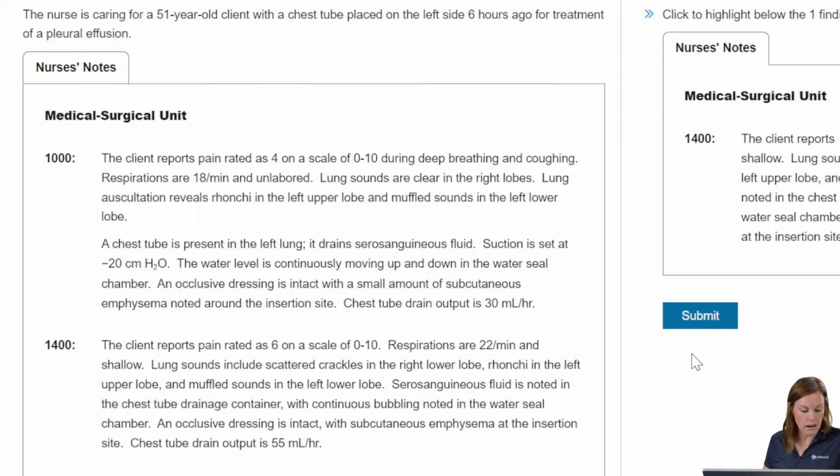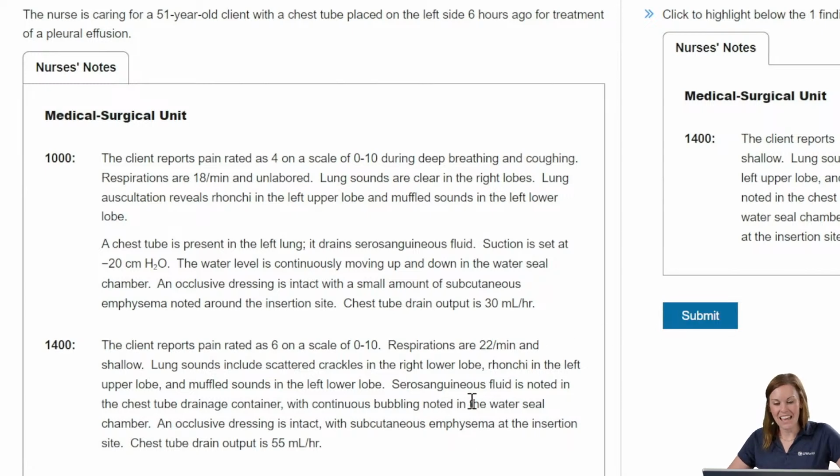Lung sounds include scattered crackles in the right lower lobe, bronchi in the left upper, and muffled sounds in the left lower. Serosanguinous fluid is noted in the chest tube drainage container with continuous bubbling noted in the water seal chamber. I know, the chambers, it's a lot, but it's okay. Okay, an occlusive dressing is intact with subcutaneous emphysema at the insertion site. Chest drain output is 55 milliliters per hour. Okay, it's a lot to remember, but it's okay.